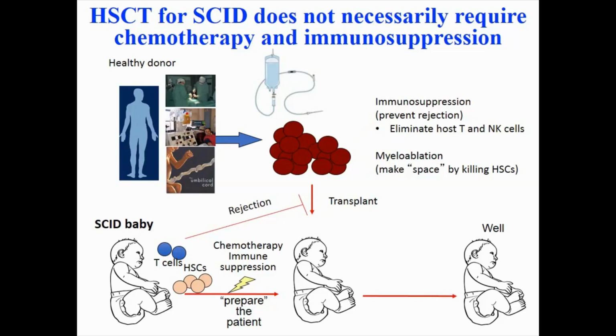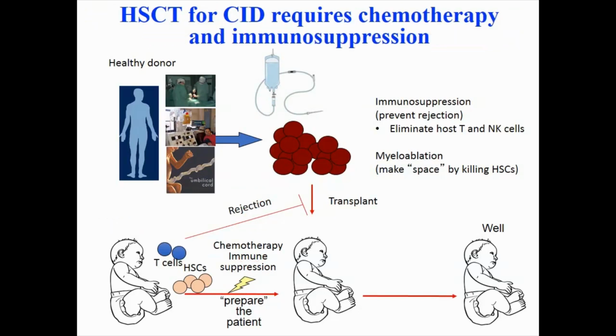But the dogma has been typically that because of the weakness of the immune system, you don't need chemotherapy, you don't need immunosuppression, the baby would be incapable of rejecting the transplant, and the transplant would work in the absence of chemotherapy. But CID is different.